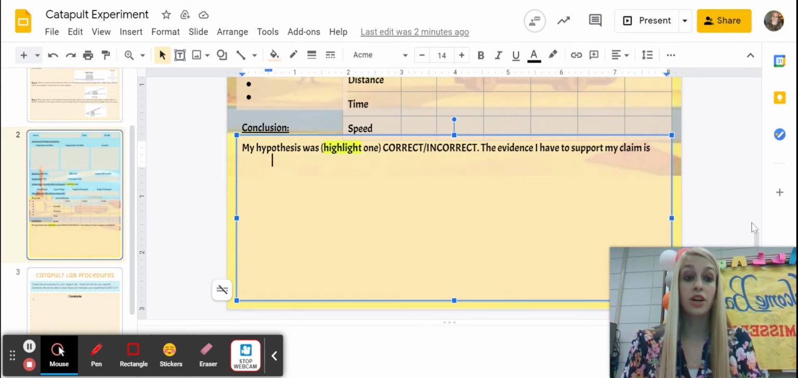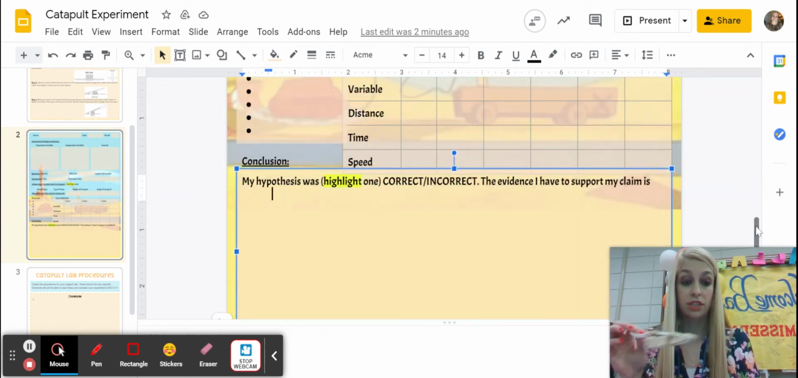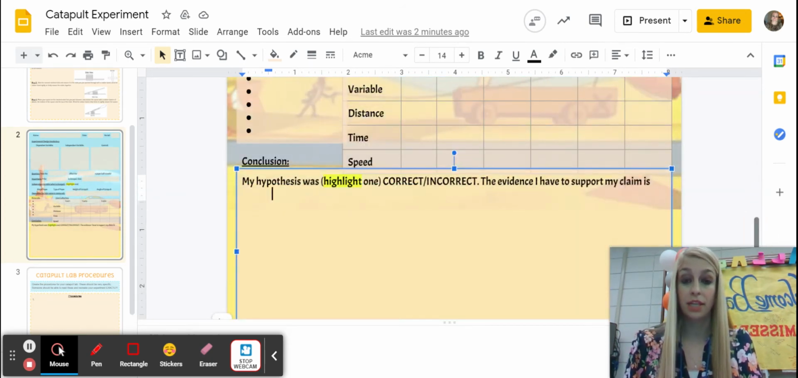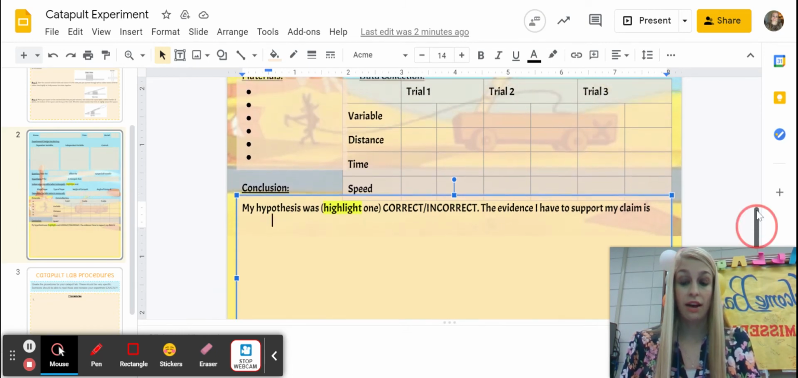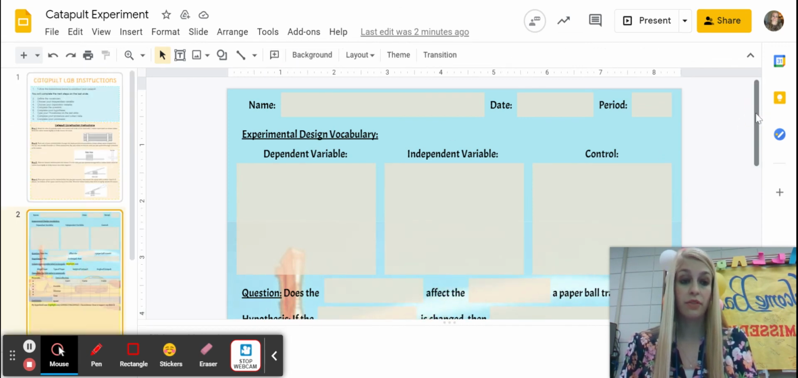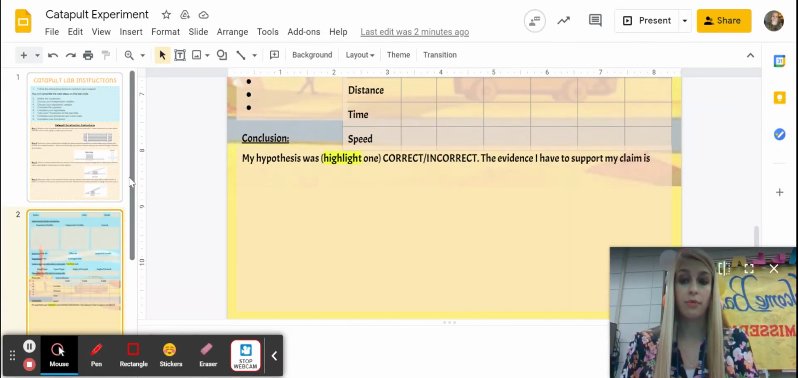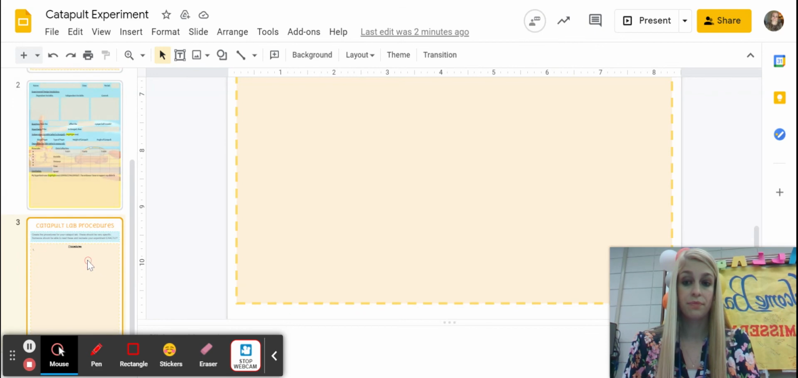So you will turn in these slides with a picture of your catapult, and that will be your major grade. You should have nothing to type on the very first slide. It's instructions. The very first slide is instructions. The second slide, I will be looking for all the boxes to be completed. And on the third slide, I will be looking for your procedure.